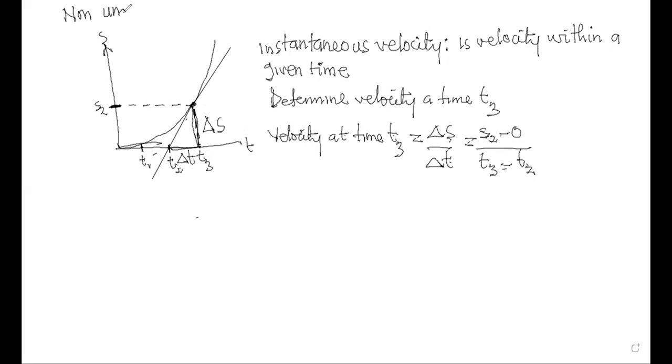non-uniform velocity motion. It is non-uniform because it's not a straight line. You can't get the velocity or the slope to be uniform. That is why it is termed as non-uniform velocity motion. Now, on a non-uniform velocity motion, when you find the slope, it can be either increasing or decreasing.